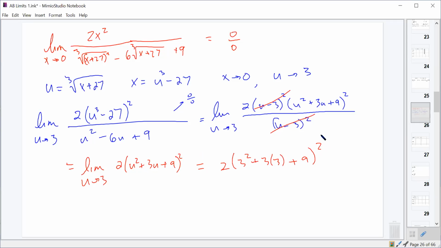27 squared ought to be 829, I believe. I mean 729, that's how you multiply. And then if you multiply that by 2, you end up with 1458. Good or no? Good. Okay.